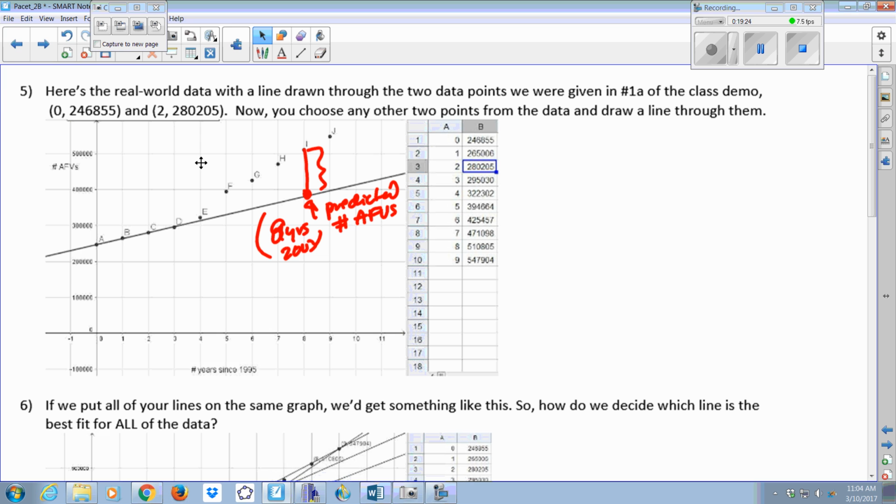So that model was good for 1995, 96, 97, 98, and 99, but then it really is going to underestimate.